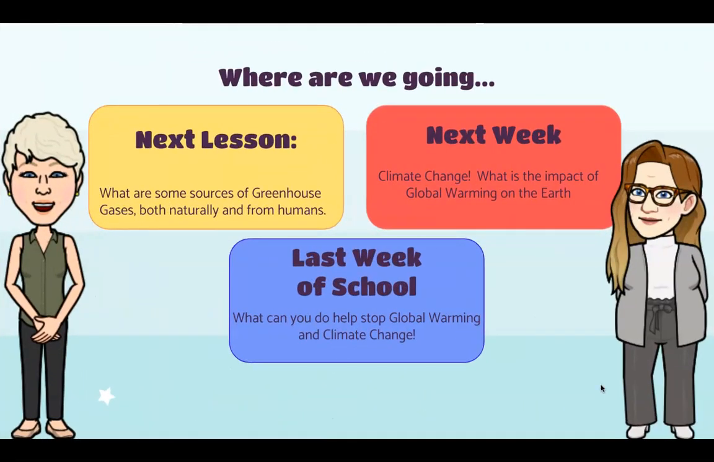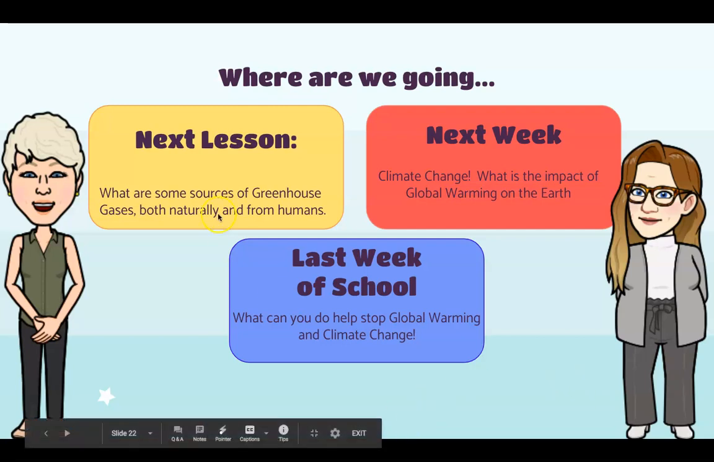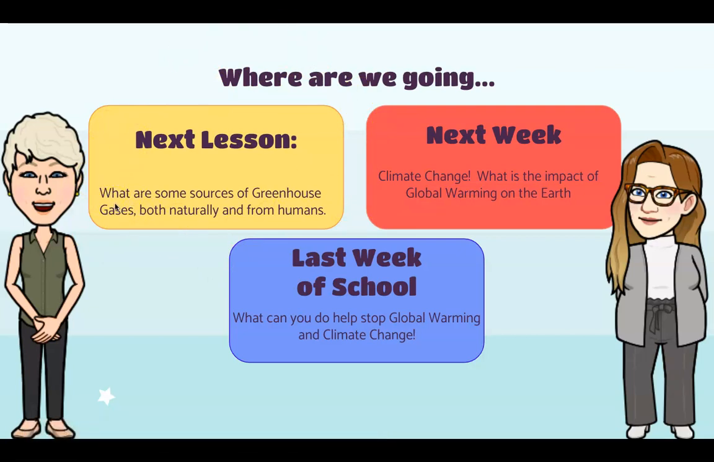So I just wanted to give you a brief overview of where we're going from now until the end of school. Our next lesson, which will be optional for some kids because of Memorial Day, is going to talk about what are some sources of greenhouse gases, both naturally and from humans. And then next week, we're going to talk about climate change, and that is basically what is the impact of global warming on the earth. And the last week of school, we'll talk about what you can do to help stop global warming and climate change.